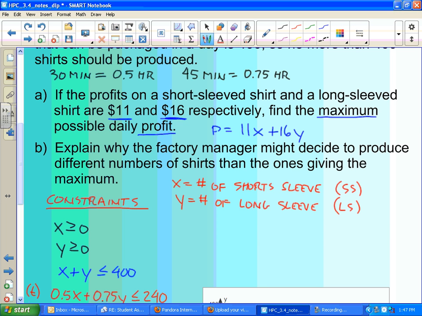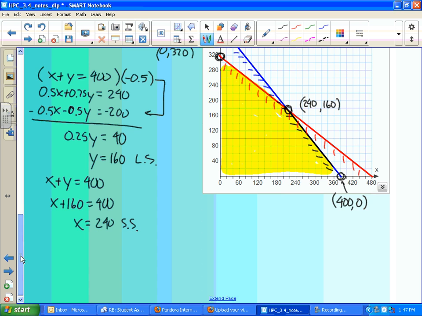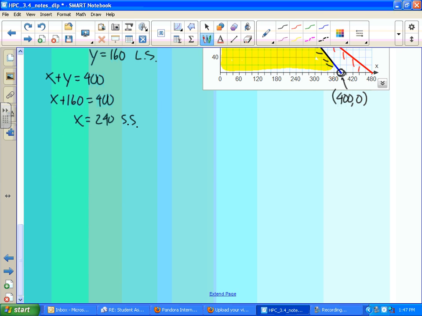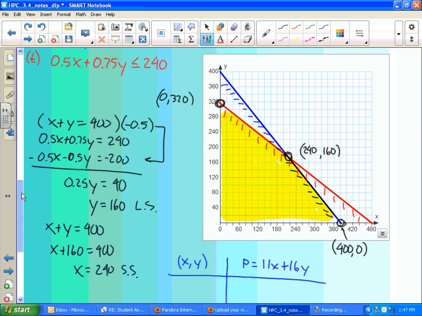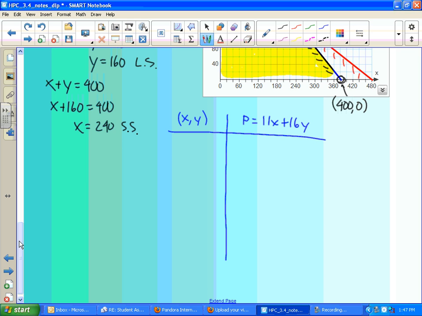So this is the next component here. This is that expression that we use. Now what we do with that expression is we come down and we set up a table with these corner points that we found. So our table might look like so. Corner point values, profit. All right, let's go find our corner points. First one is 0 and 320. So what that means is I'm not going to produce any short sleeve shirts. I'm only going to produce long sleeve shirts.